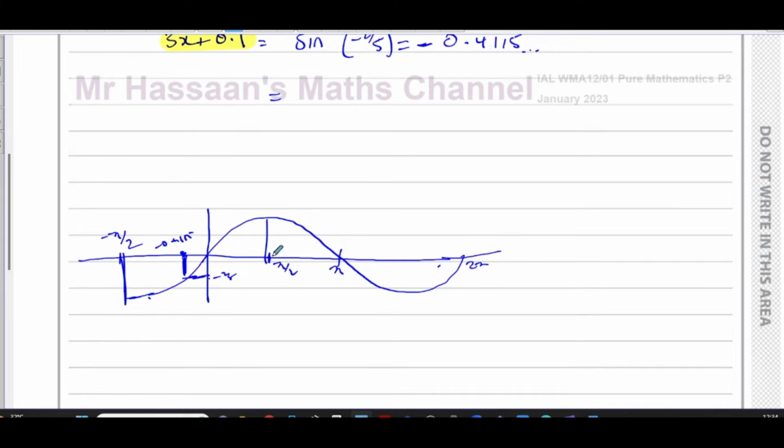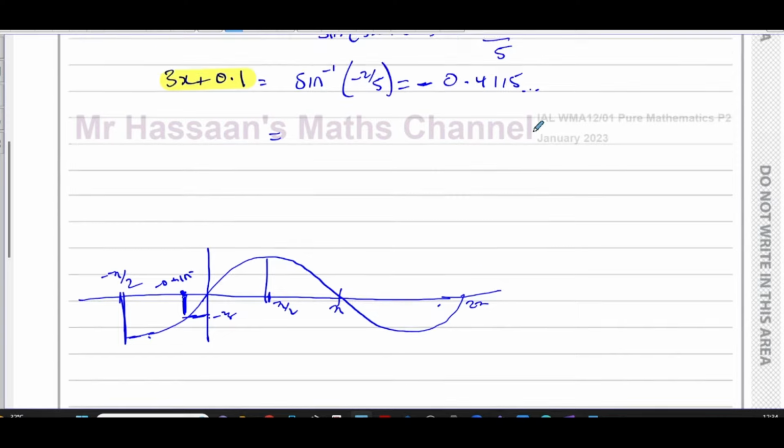Now, there's another main angle always with sine, which is found by doing pi minus the answer. So it's pi minus this whole answer, pi minus 0.4115. That's how I remember it. For sine, it's always the main angle the calculator gives you, and then 180 minus the angle, or pi minus the angle if you're dealing with radians.